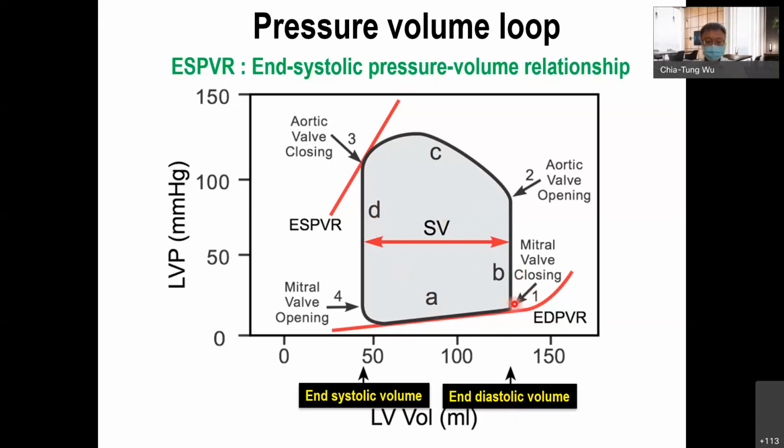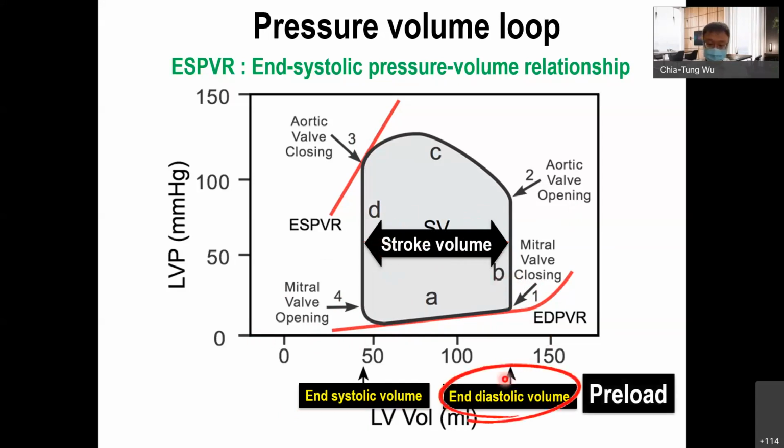At this point, just before the myocardial contraction, we call this end diastolic volume. And this point, we call end systolic volume. So the difference between end diastolic volume and end systolic volume, what is it? It's our stroke volume, right? So the difference on the x-axis is our stroke volume. And end diastolic volume here is the preload. It's usually equal to the end diastolic pressure.